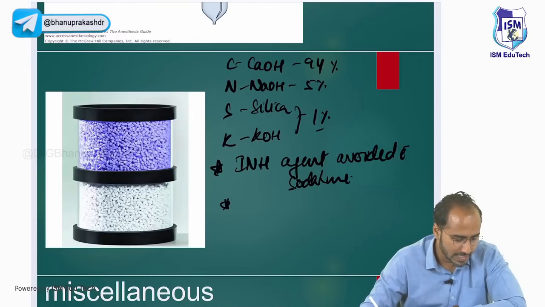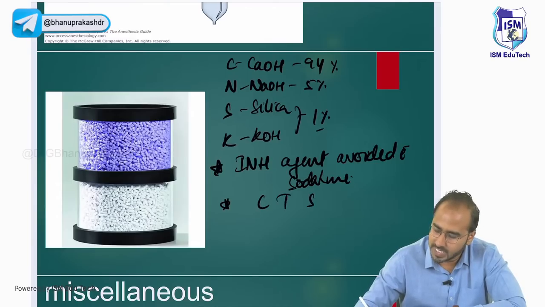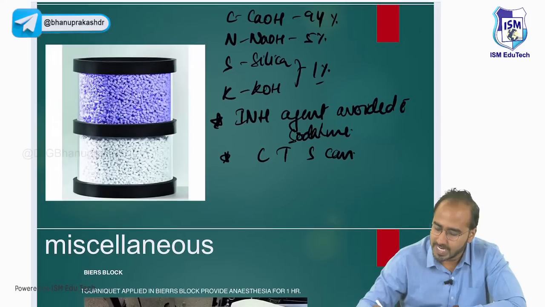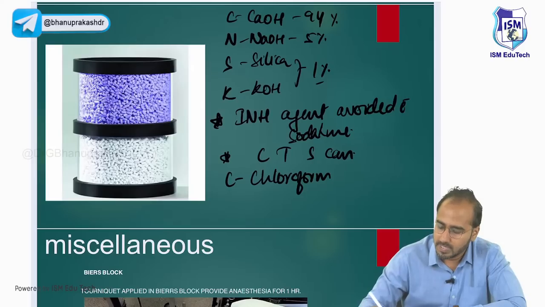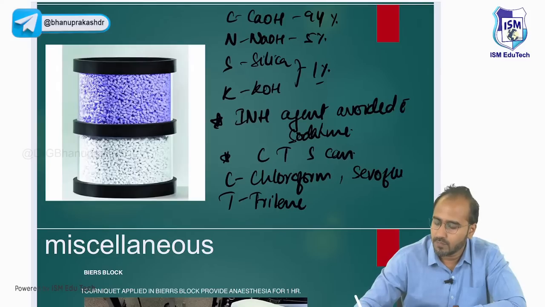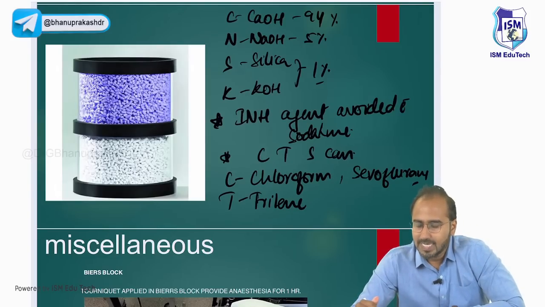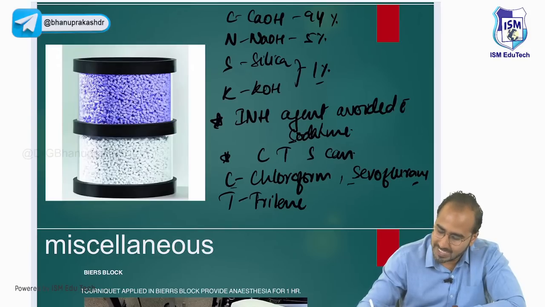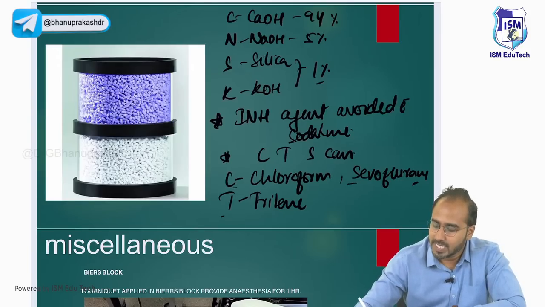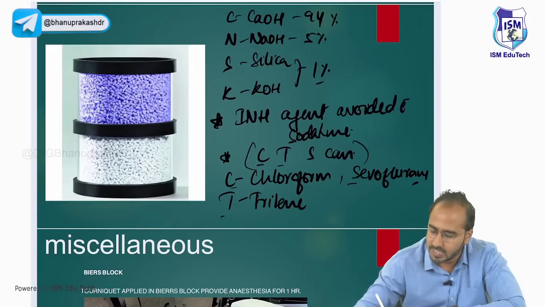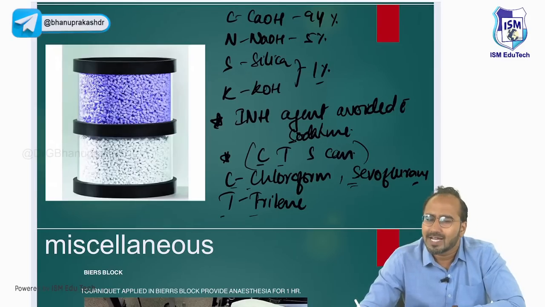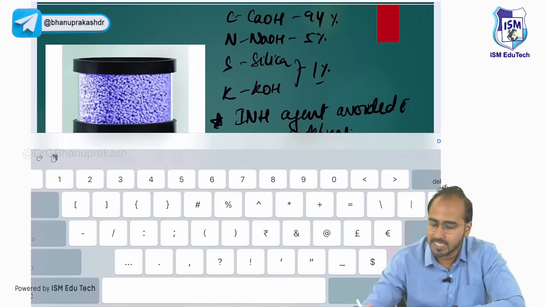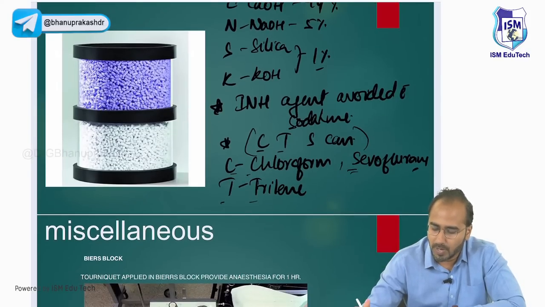Whenever you are using soda lime, remember, guys, CT scan. CT scan needs to be avoided. C stands for chloroform, T stands for trilene, and S stands for sevoflurane. Three inhalational agents need to be avoided. CT scan is a mnemonic. Why? Because if you use sevoflurane with soda lime, it forms a toxic compound called compound A, a nephrotoxic compound, also called olefin.